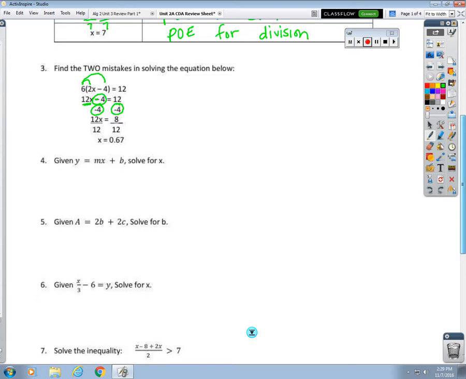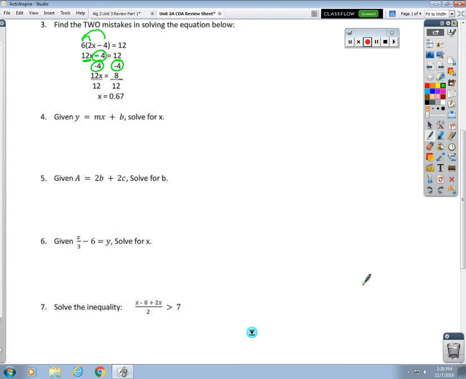Number 4, given y equals mx plus b, solve for x. When you solve this correctly, you would have ended up with x equals y minus b over m. Okay, now let's talk about how you get that. If you start out with y equals mx plus b, and they tell you to solve for x, what would you do to both sides first? Okay, so that's the property of equality for subtraction. You're subtracting b on both sides. Now you have y minus b equals mx.